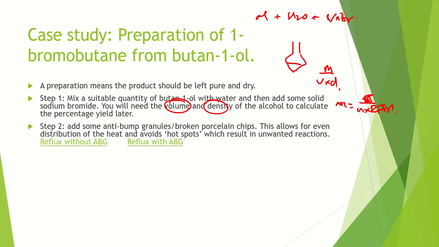Right, the next thing that we're going to add to this round bottom flask are some anti-bump granules. And anti-bump granules, very simply, are tiny little granules that are inert.